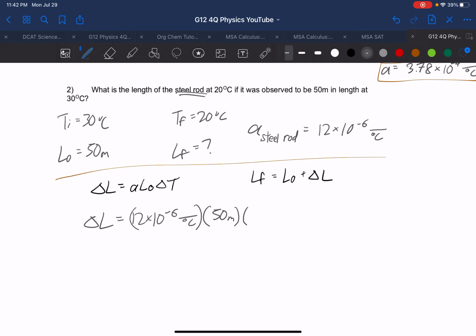But then here, ideally it's supposed to be T high minus T low. Let's actually use this one. I believe what my teacher said. So 30 degrees minus 20 degrees. 500.